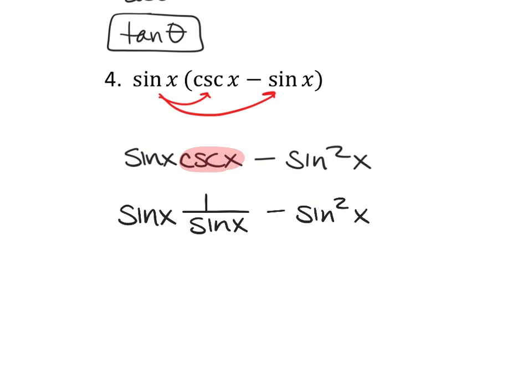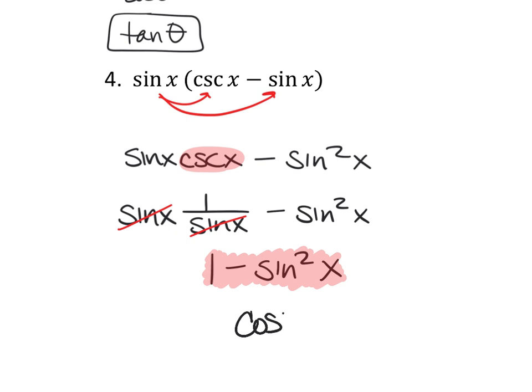If you have sine of x times 1 over sine of x, those are going to cancel. So you have 1 minus sine squared of x. And it should just be one term. What is it? Cosine squared of x. So this is the Pythagorean identity again. 1 minus sine squared of x is cosine squared of x.